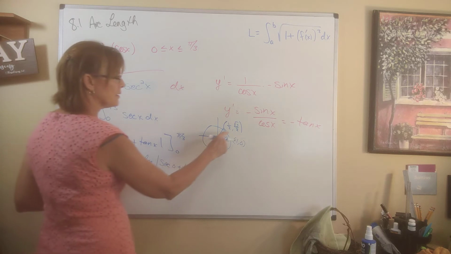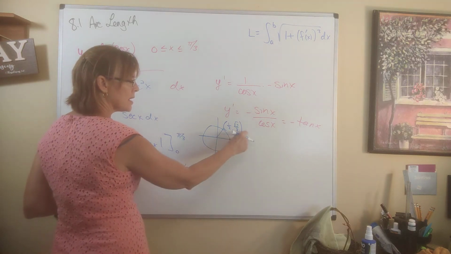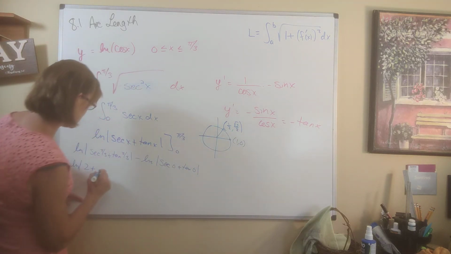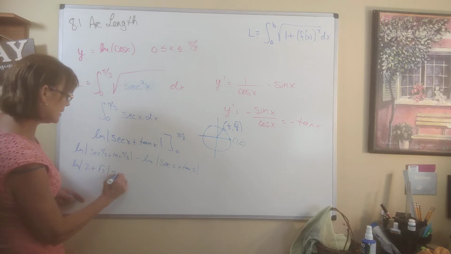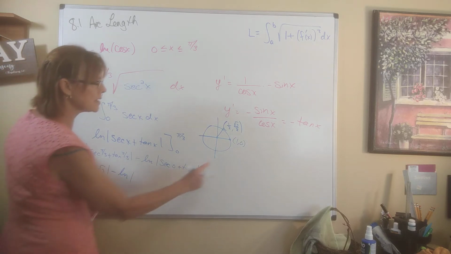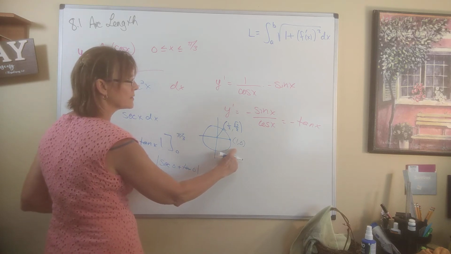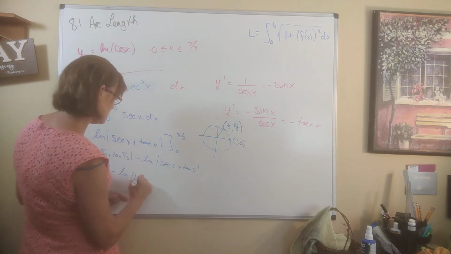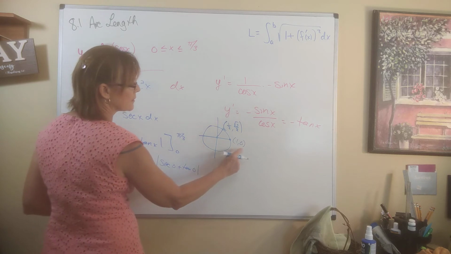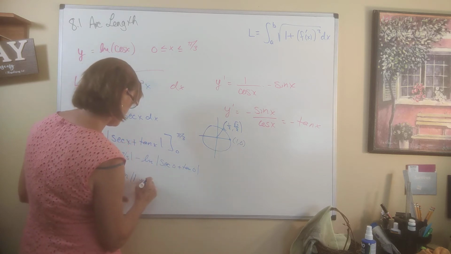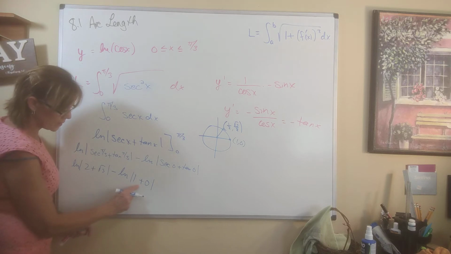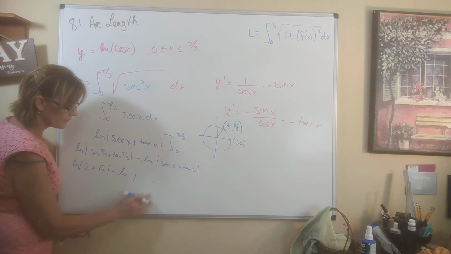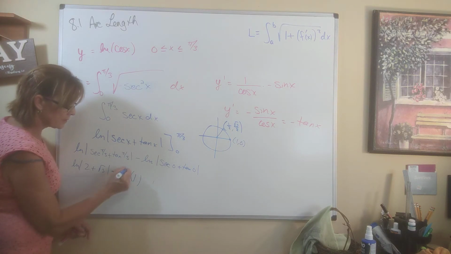The tangent of pi over 3 is sine over cosine. So that's square root of 3 over 1, or square root of 3, minus the natural log. Okay, the secant of 0 is the reciprocal of the cosine. 1 over 1 is 1. The tangent of 0 is sine over cosine, which is 0. The natural log of 1 plus 0 is 1. The absolute value of 1 is 1. The natural log of 1 is 0.